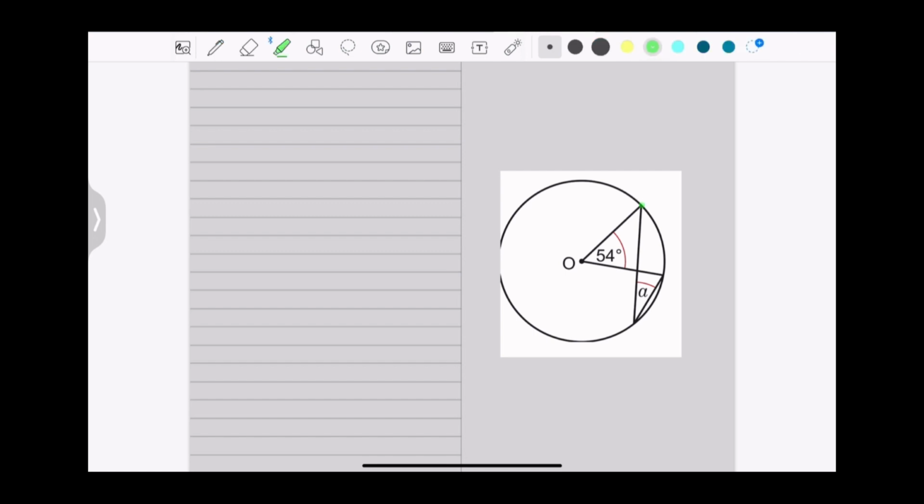If I highlight this arc, as you can see this is the arc, and this point here I call A, I call this B. This arc is facing angle 54 at the center, and angle A at the circumference, same arc, you can check this. So angle A is going to be 54 over 2, 27 degrees.